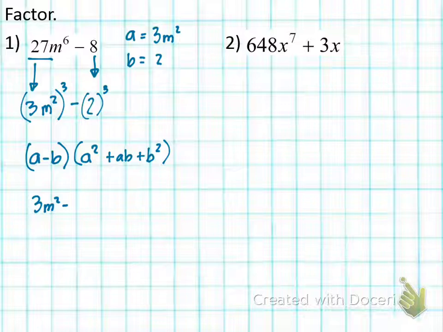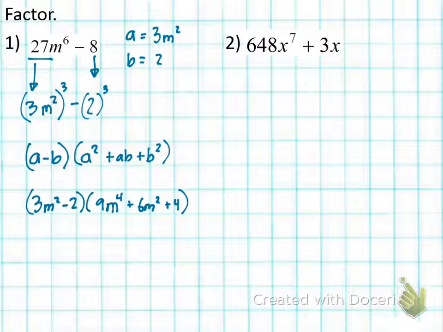Then we put parentheses around that, and it's 3m squared minus b, our b is 2, times the quantity of a squared, which is 3m squared squared, which is 9m to the 4th, plus a times b. A is 3m squared times b is 2, so it's going to be 6m squared. And then b squared is going to be 4. And that's it. Can't do anything else. Now, if this was a solved problem, there would be a 0 equal to 0 here, and then we would use the zero product property. But we're not doing that today. We're doing that later. But this is your factored form.